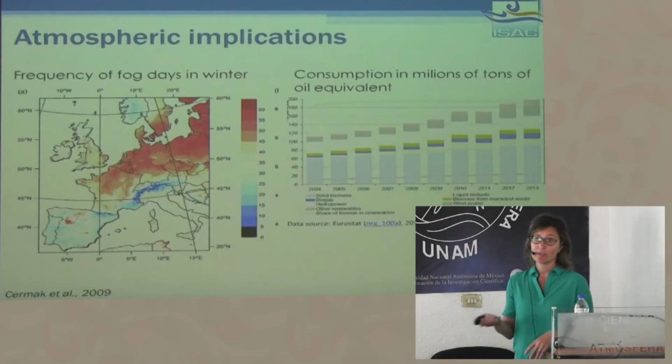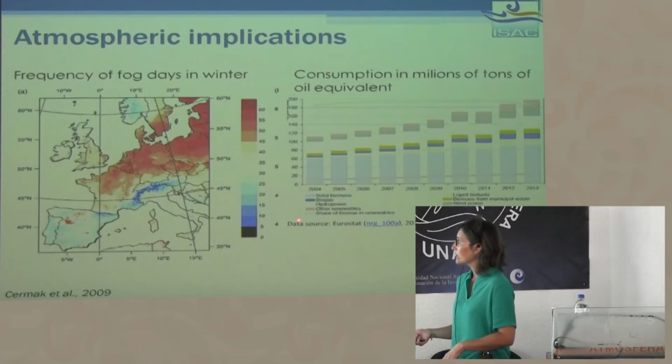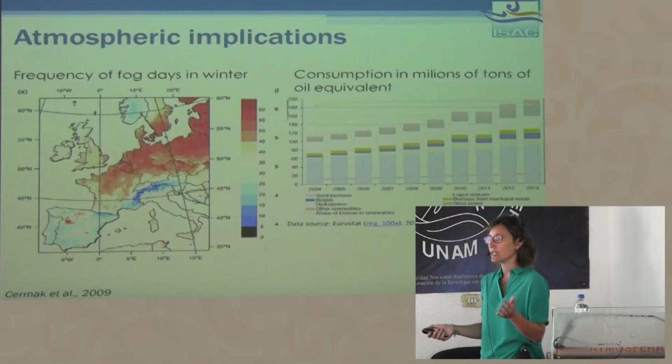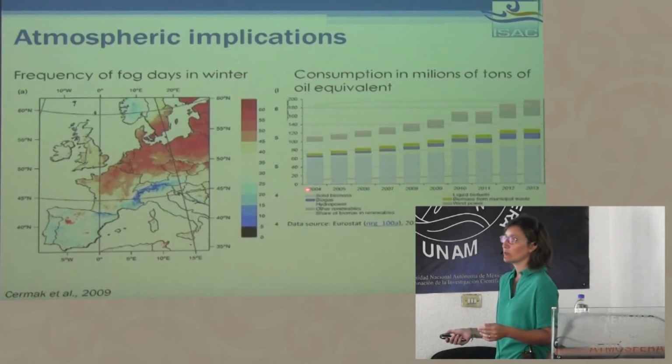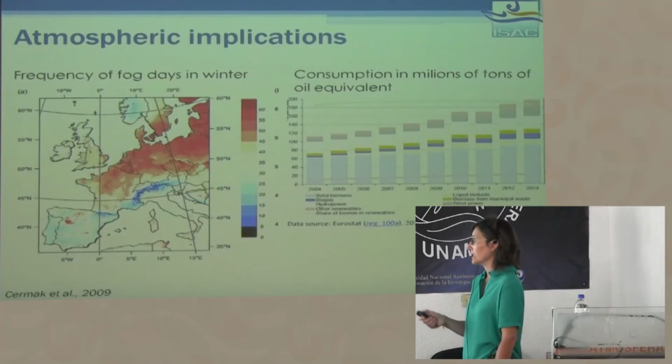And also, we have the precursors. We have biomass burning emissions. This graph shows the production of energy from renewable sources in Europe, from 2004 to 2013, from Eurostat. And you see that we keep increasing production of energy from renewable sources.